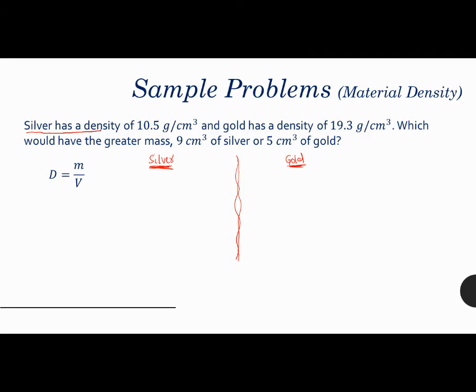Here it's given that silver has a density of 10.5 grams per centimeter cube, which means 1 centimeter cube of silver weighs 10.5 grams. Suppose you are taking 9 cubic centimeters of silver, what will be its weight? So 9 cubic centimeters, what will be the weight?